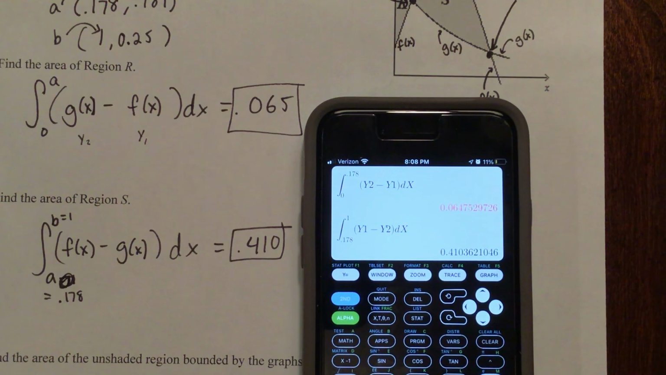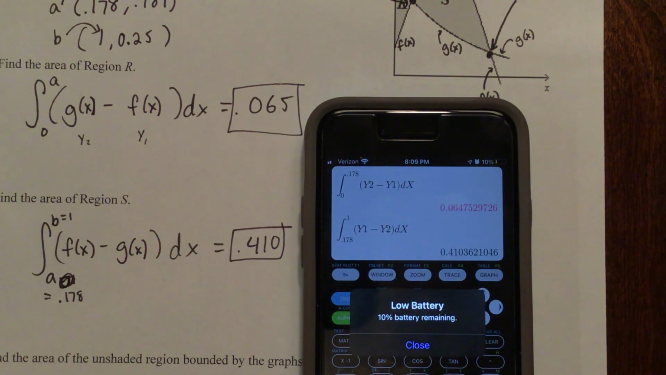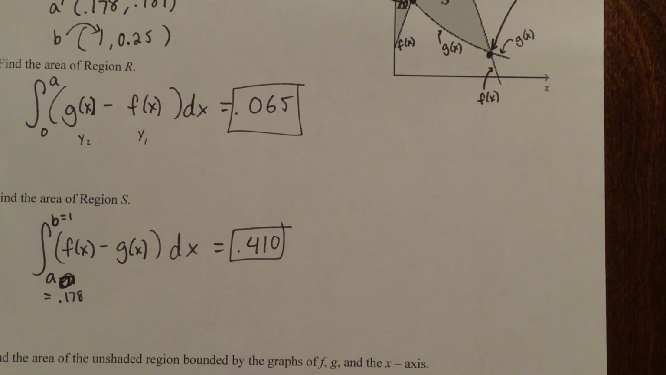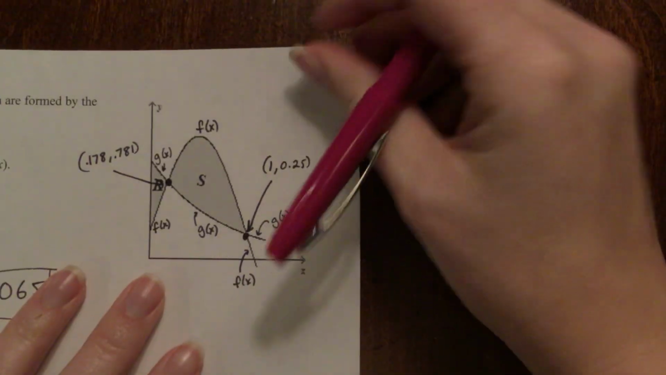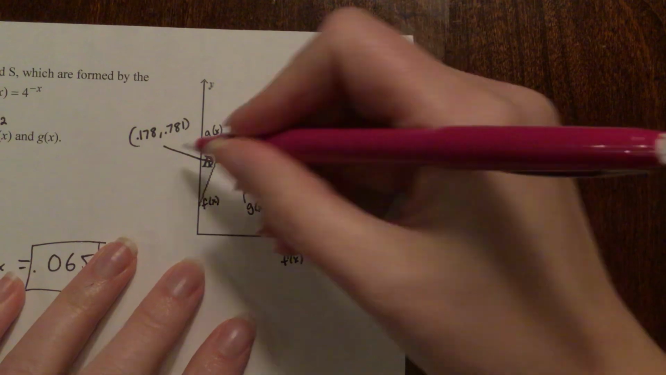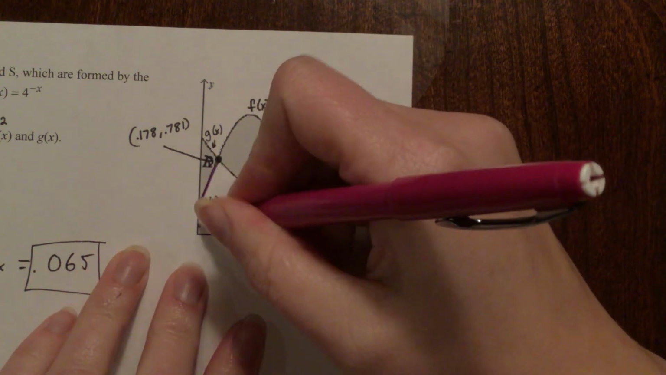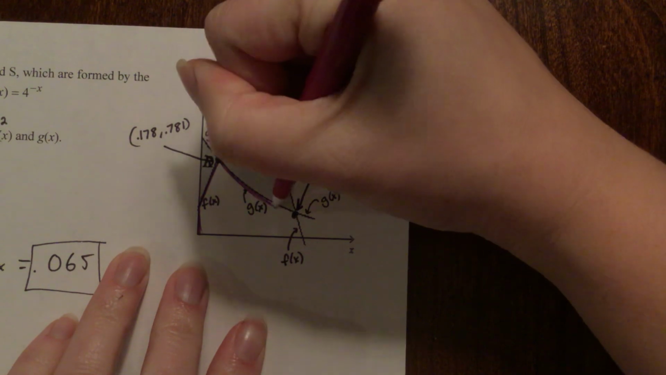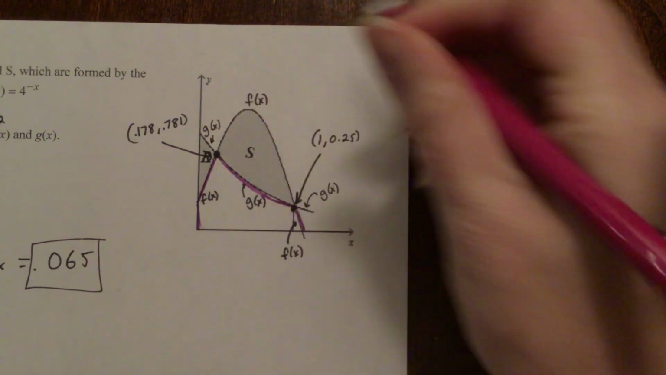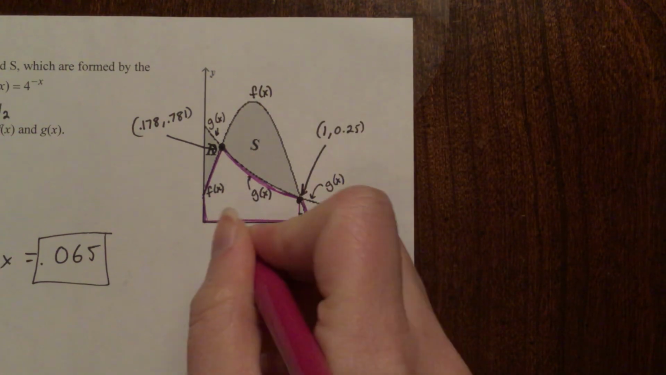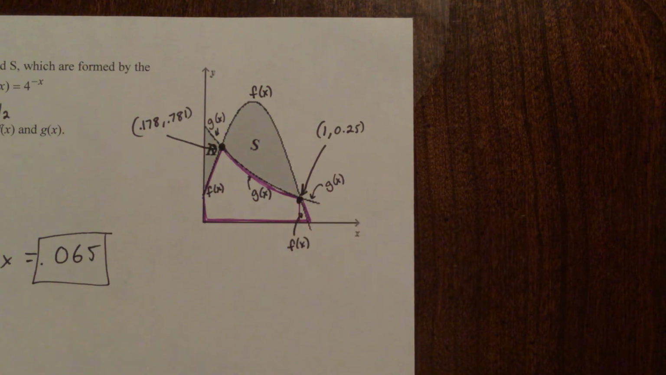All right, we got one last problem. Find the area of the unshaded region bounded by the graphs of f, g, and the x-axis. This is weird. So f of x is here, g of x is here, and then this is f of x again. We want to find that whole area down there that is white.